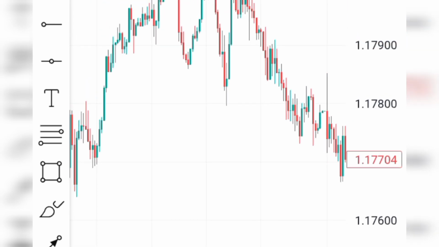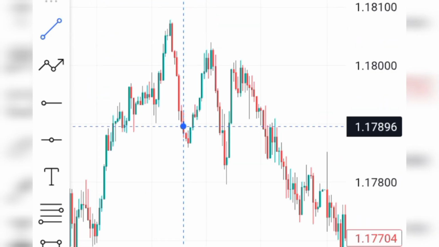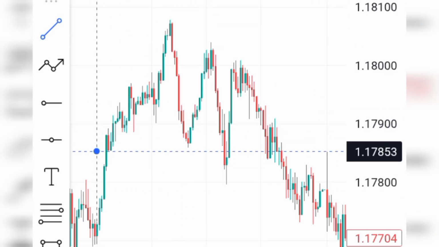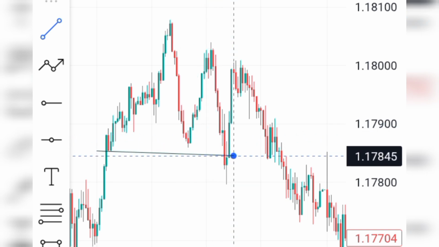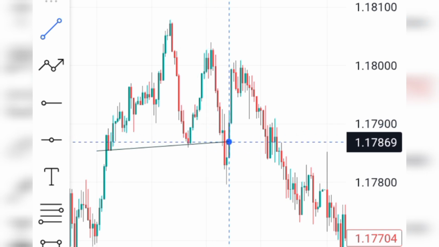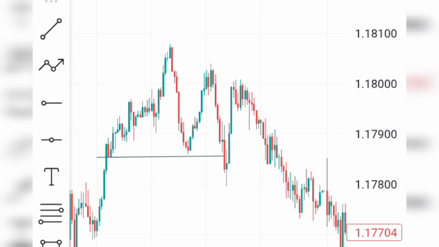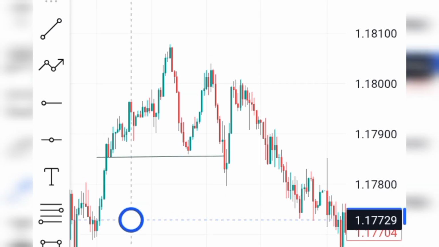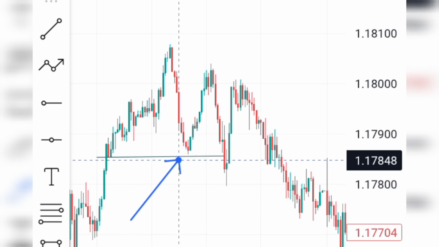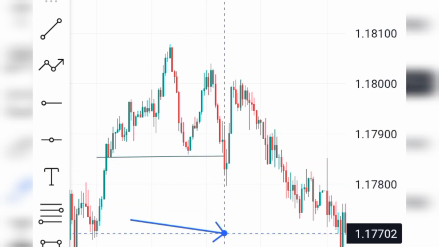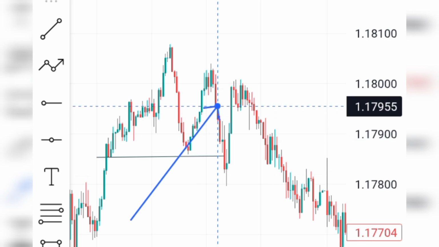For example, when you look right here, this was a low. When the market comes and breaks this low, that means it has created a new low. That is a break of market structure right here. When it breaks it, it means that it is going to make a retracement to any zone.